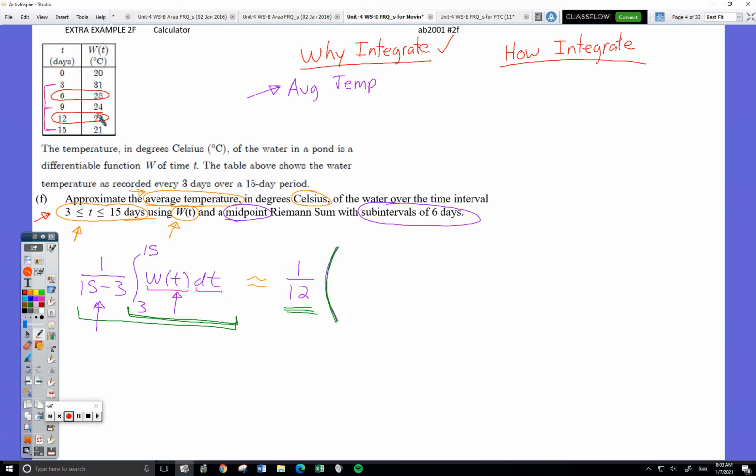So I take the middle value of W, 28. That gets multiplied by the duration of time for the subinterval, which would be 6 days. I add to that this value of W, which is 22. And the duration of time for the subinterval is again 6 days. Close parenthesis, don't forget the units, I'm done. Questions about anything?